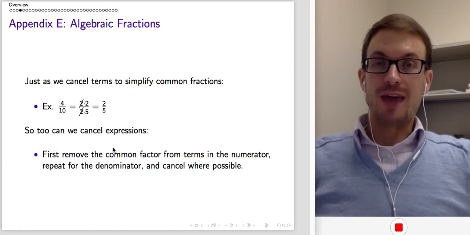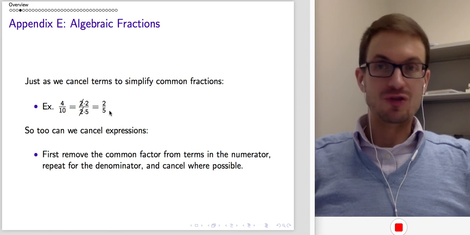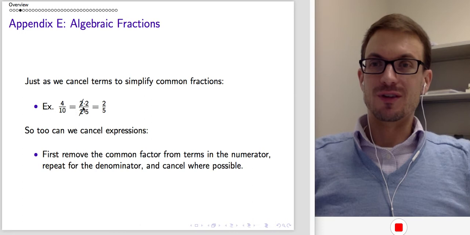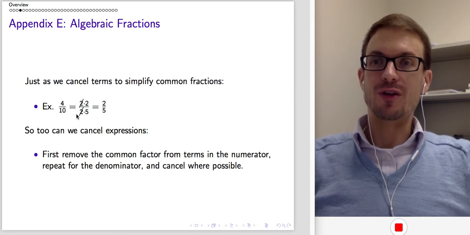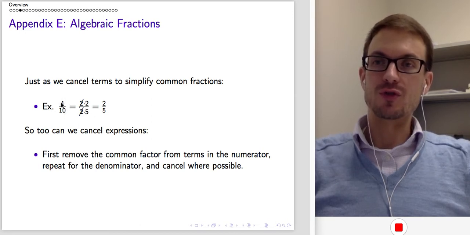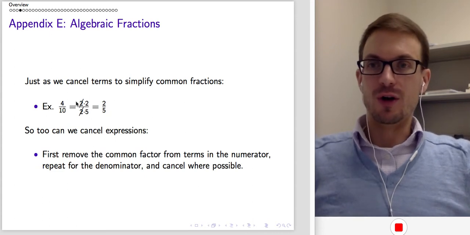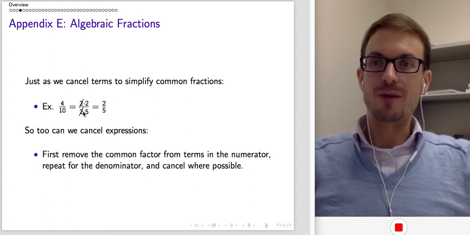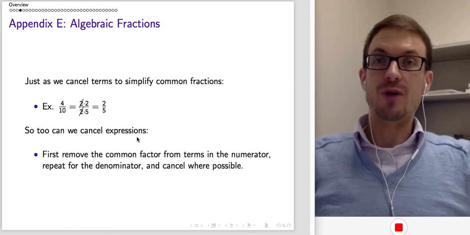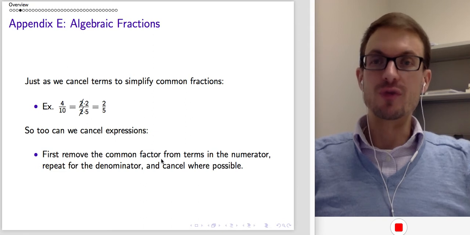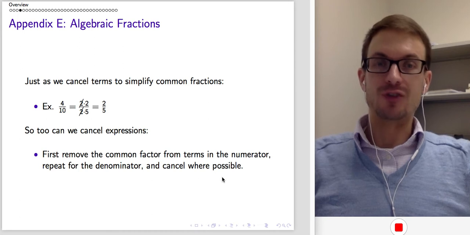Okay. Well, we can cancel terms with algebraic fractions just as we can with simple common fractions. So here's an example, 4/10. We can factor out a 2 from the numerator and the denominator, because 4 is just 2 times 2, and 10 is just 2 times 5. So I've canceled, and I get 2/5. Just as this works where the term appears in both numerator and denominator, we can cancel in an algebraic fraction as well. So our general strategy is to remove the common factor from the terms in the numerator, repeat for the denominator, and cancel where possible.